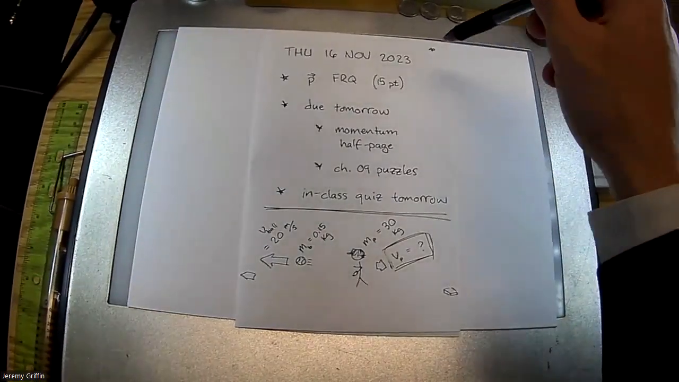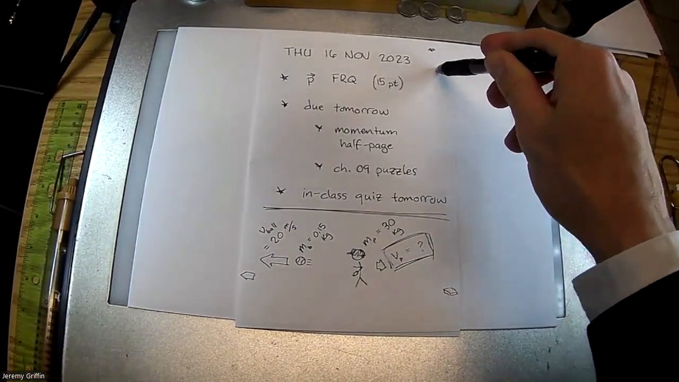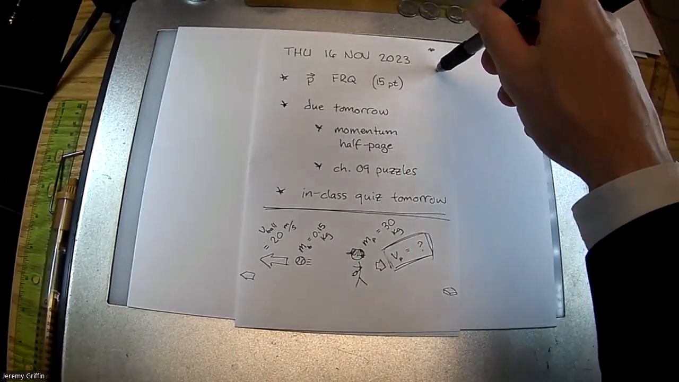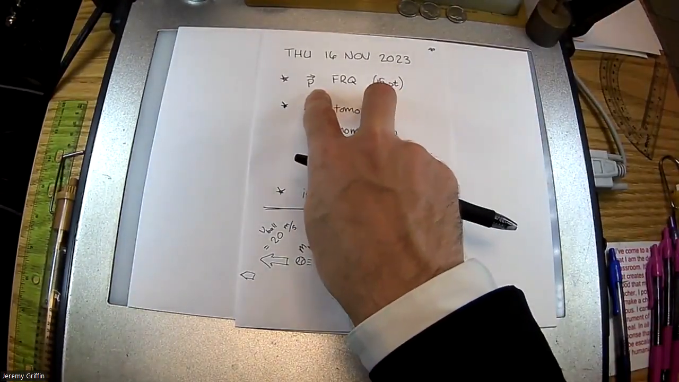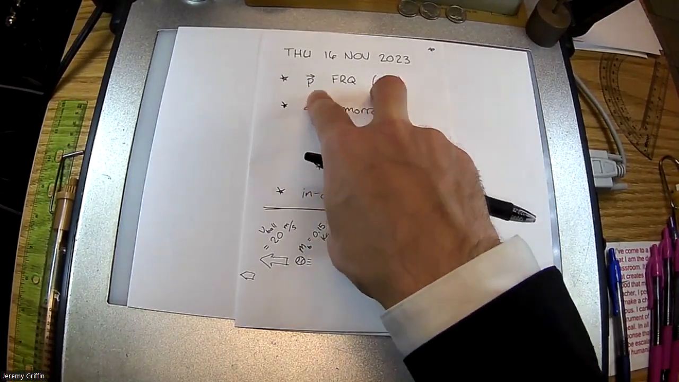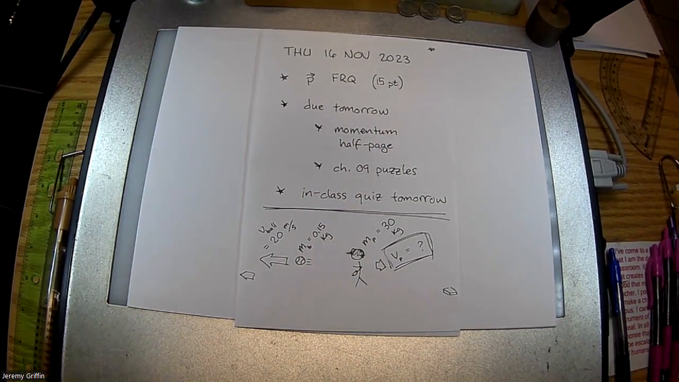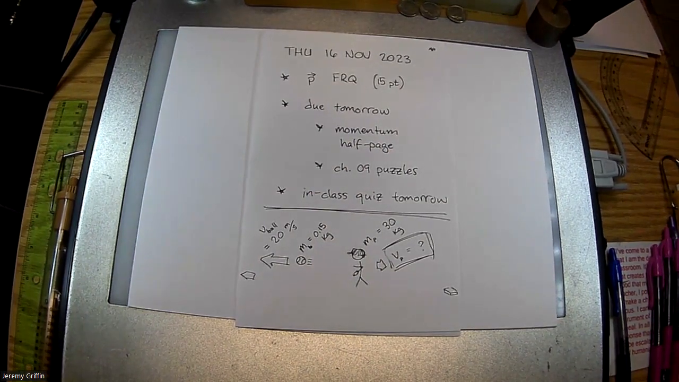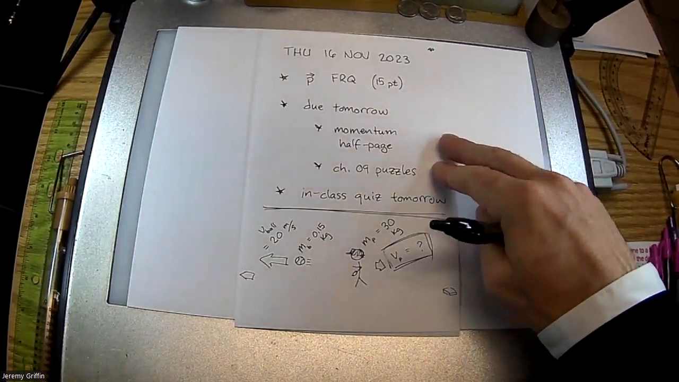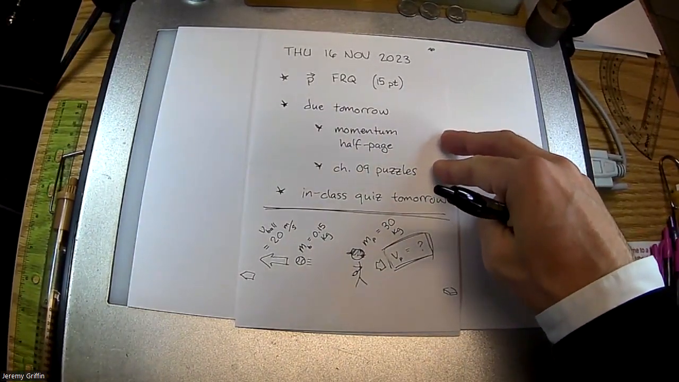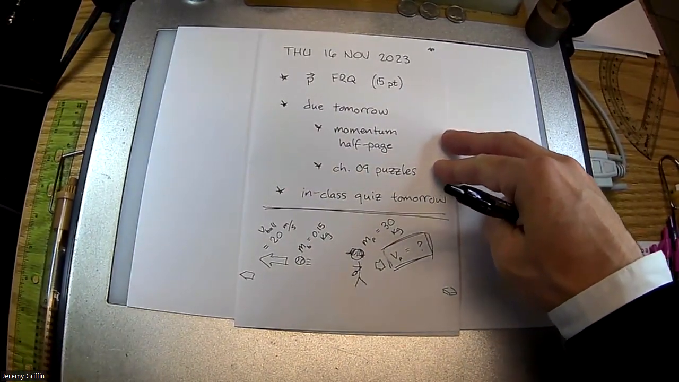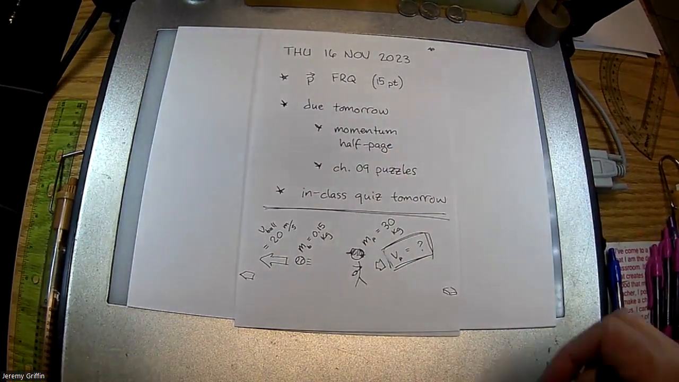It's Thursday, November 16th. We've got today and tomorrow till Thanksgiving break. So the main thing today, I've got an FRQ for you guys. It's on your desk already, so we'll do that pretty soon. Make sure you've got everything turned in by tomorrow. Over Thanksgiving break, I'm going to finalize grades for the interim report.